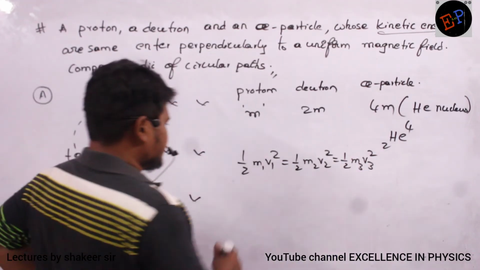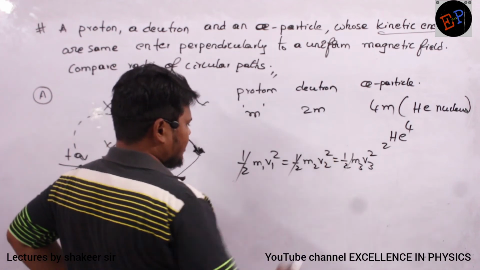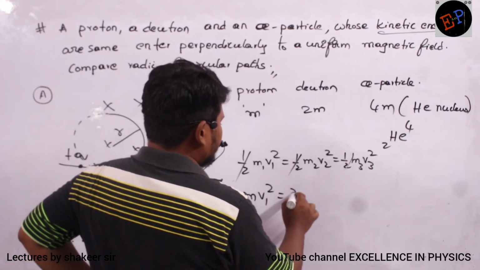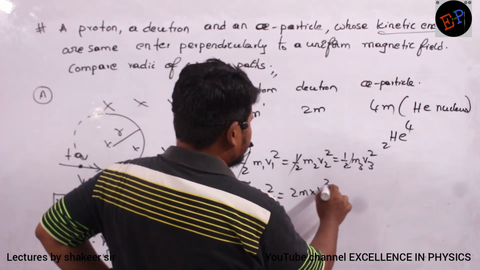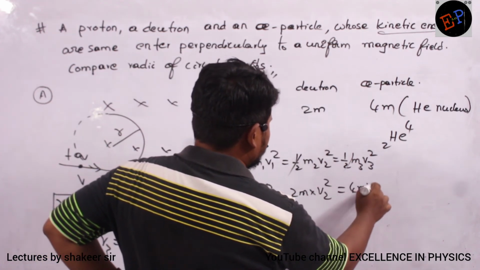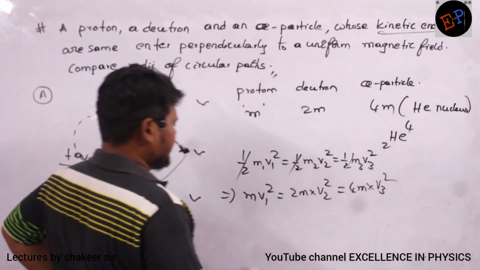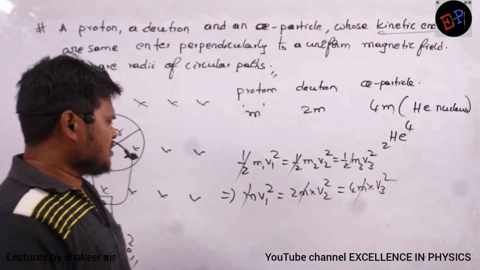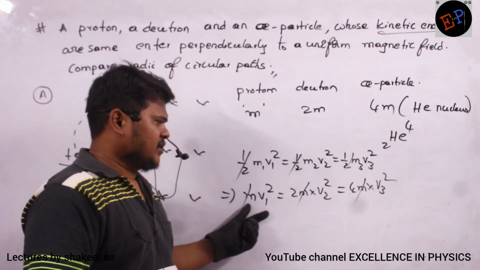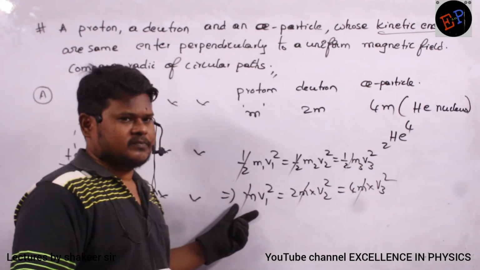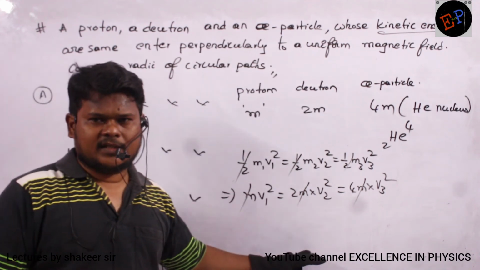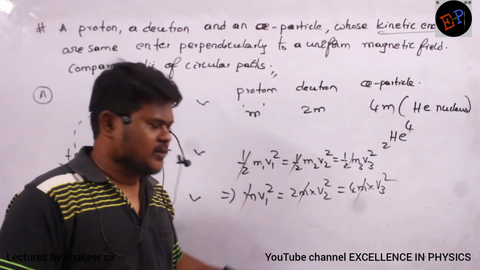Now substitute the masses. First of all, half and half get cancelled. Masses are m into v1 square, 2m into v2 square, 4m into v3 square. Clear? So mass gets cancelled. Now I will convert v2 also in terms of v1, and v3 also in terms of v1, so that finally my calculations will become easy. These are the techniques you have to use for calculating ratios. Are you able to understand?